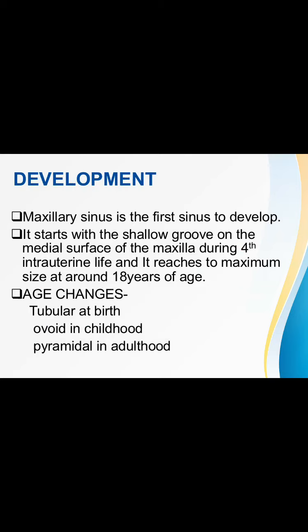At birth, the maxillary sinus is an oblong cavity which is tubular in shape. In early childhood, the floor of the maxillary sinus is above the floor of the nose, and as the teeth develop, the growth of alveolar process takes place, and the floor also starts descending down. At around 12 years of age, the floor of the sinus is at the level with the floor of the nose, and in adulthood it becomes pyramidal in shape.